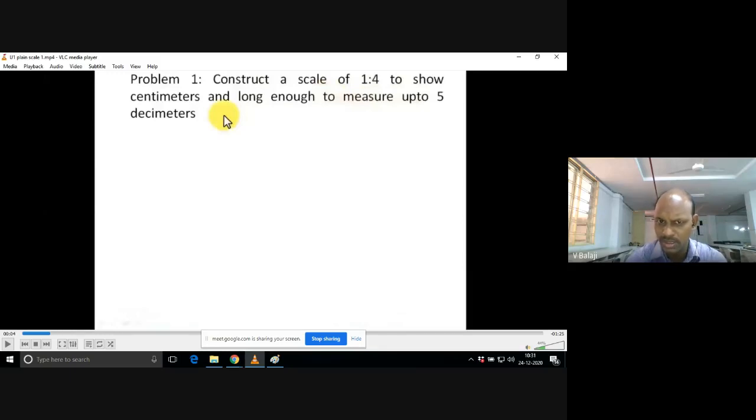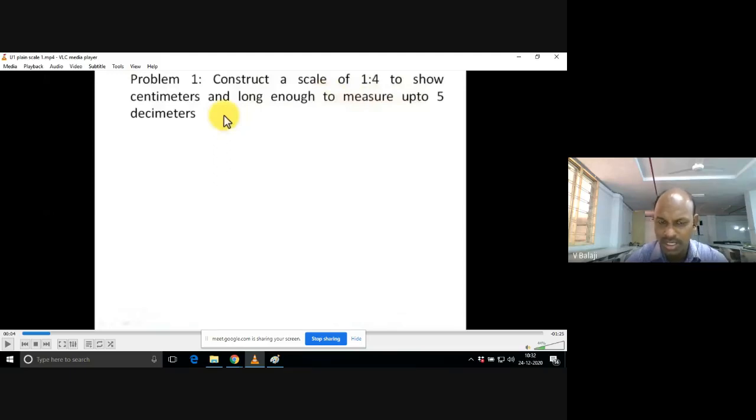Here you can read the problem carefully. There is a relation asked between centimeters and meters. Whenever I dictate one problem like this, you will have so many questions, right? What is a scale of 1 is to 4? What does 1 is to 4 mean? What are the centimeters, and what is long enough to measure up to 5 decimeters? So you must know the basic unit conversions.